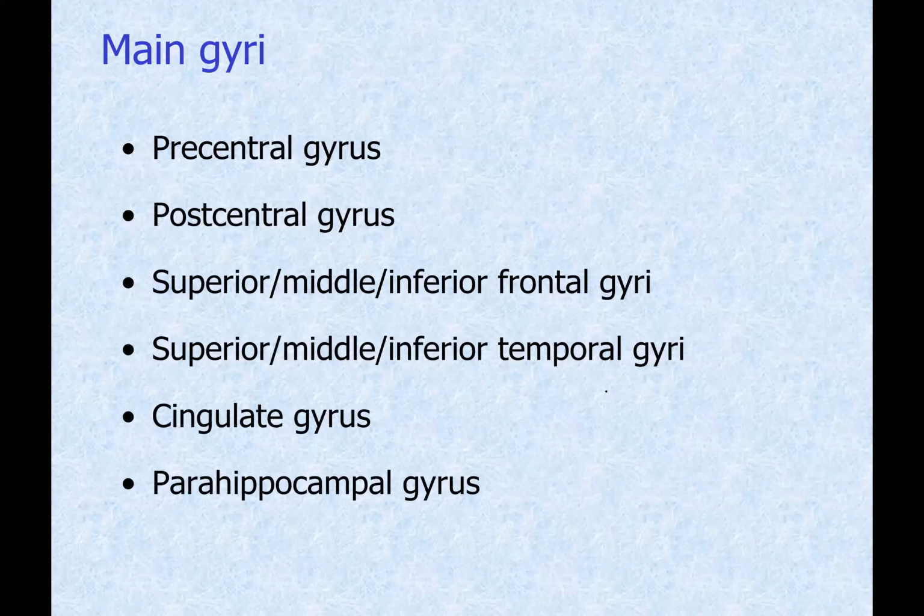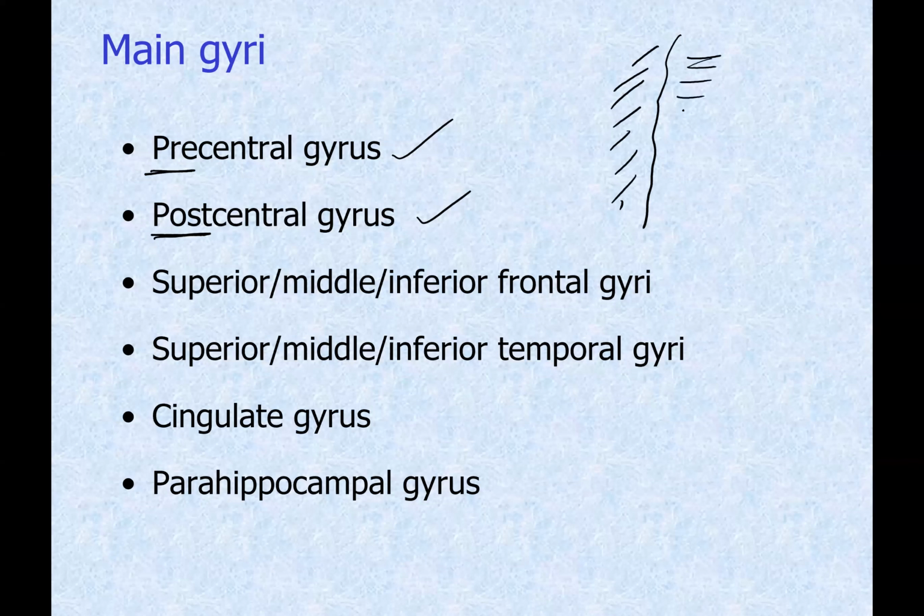There are so many gyri, but some of these gyri are important and they are given names. One such gyrus is the precentral gyrus, and there's another one which is called the post-central gyrus. You can understand when you look at the name. If the central sulcus is like this, the precentral gyrus should be in front of the central sulcus, and the post-central gyrus should be behind the central sulcus. Then you have superior, middle, and inferior frontal gyri in the frontal lobe, and superior, middle, and inferior temporal gyri in the temporal lobe. I'll show you.